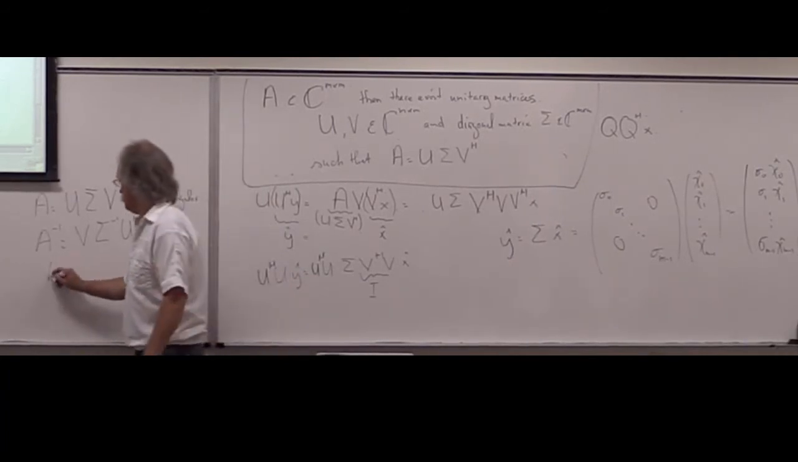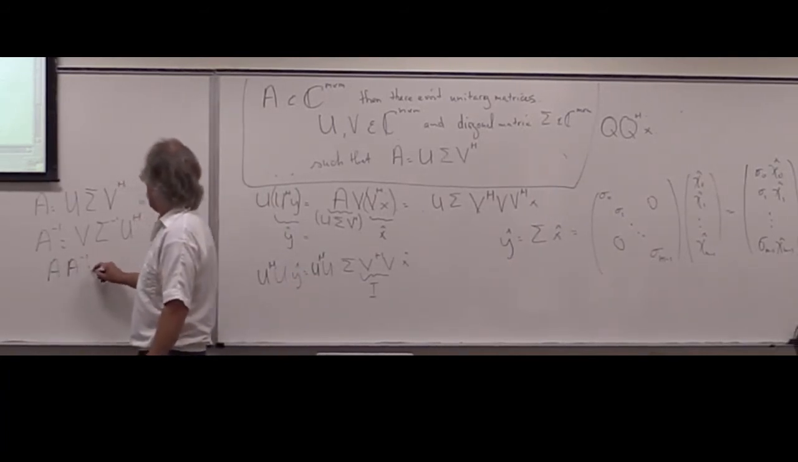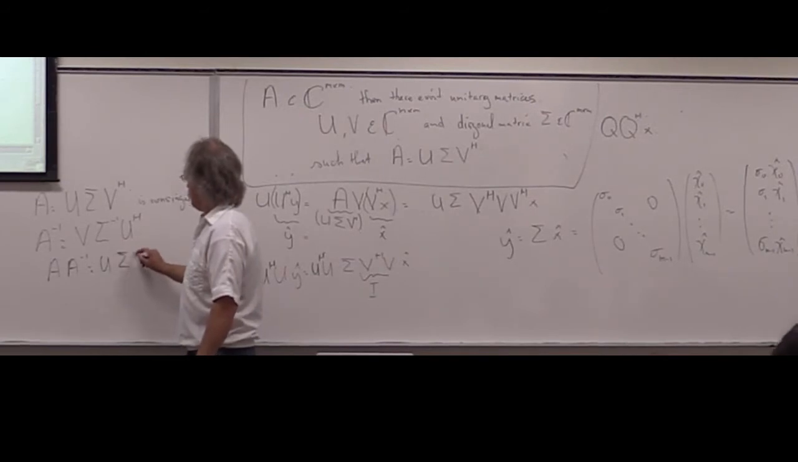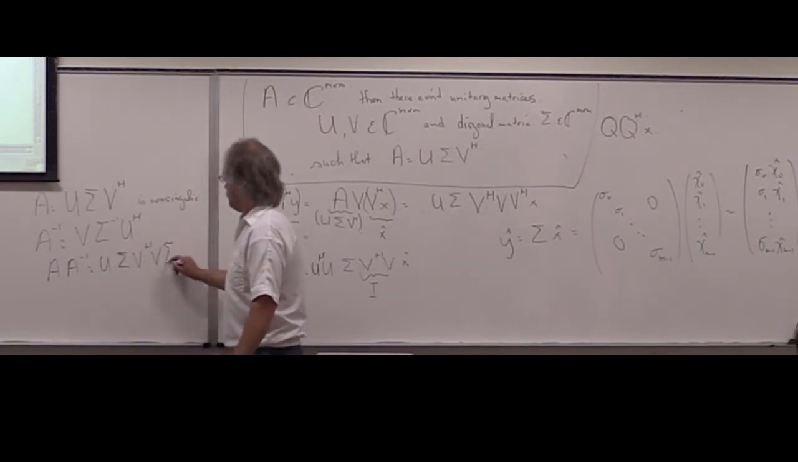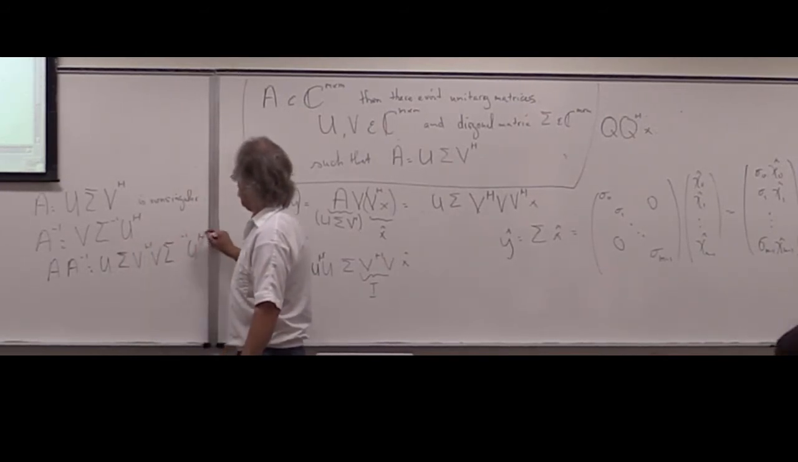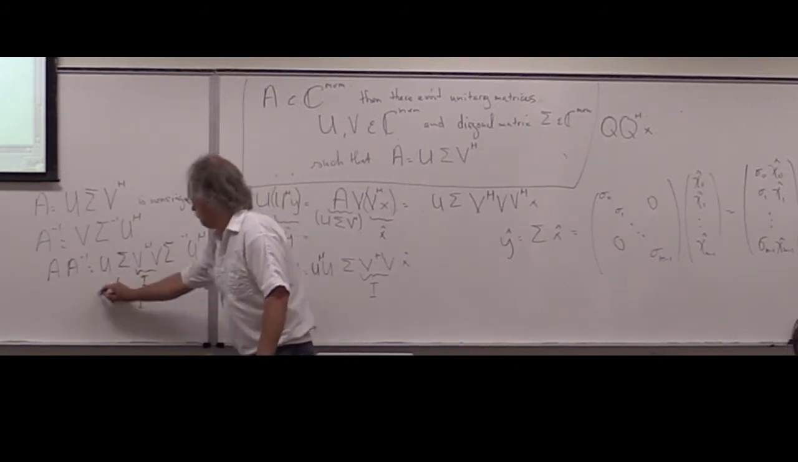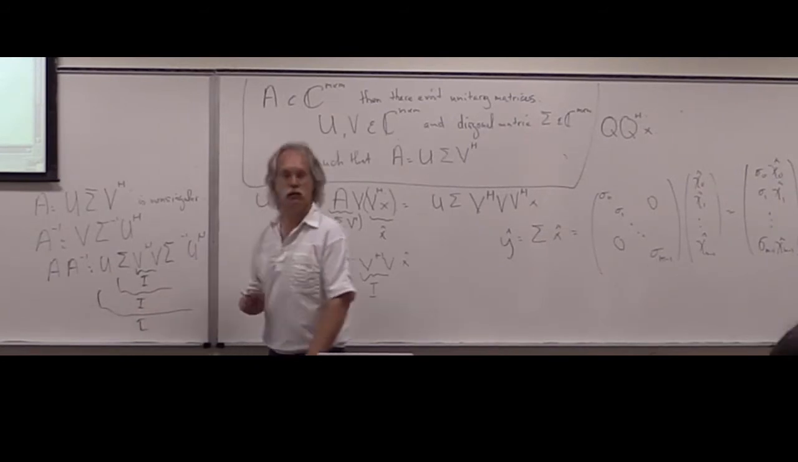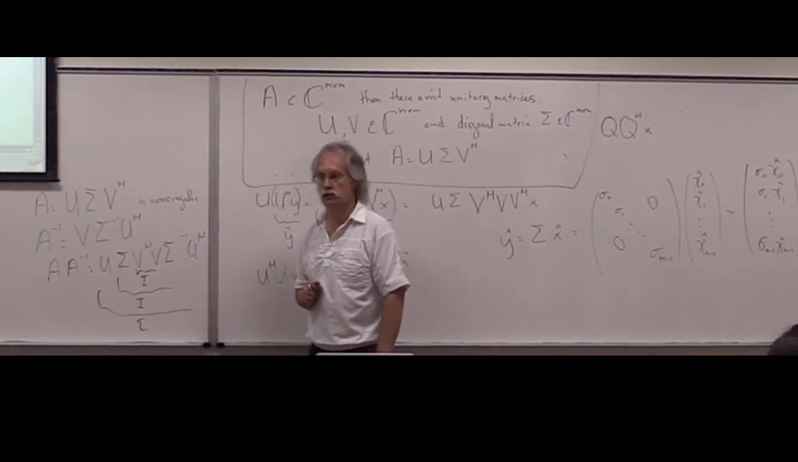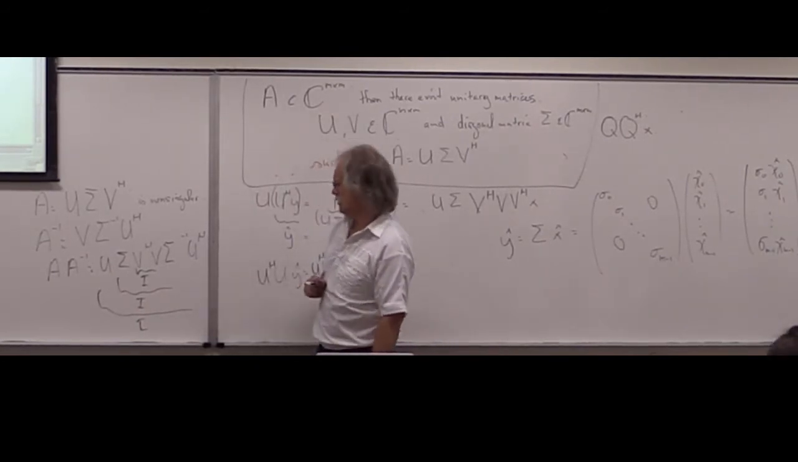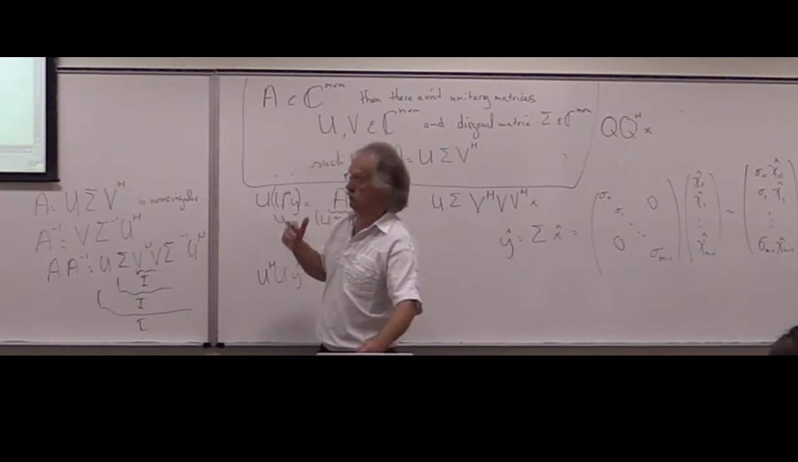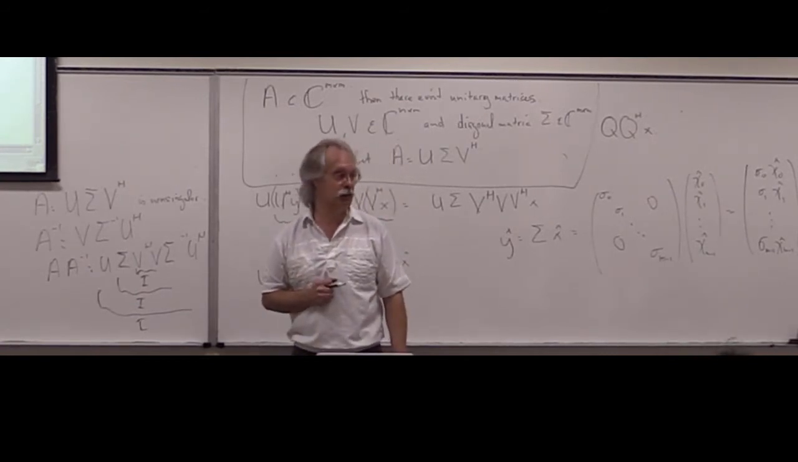And why is that? Well, look at A times A inverse. That's equal to U sigma V Hermitian V sigma inverse U Hermitian. This is the identity. This is the identity. This is the identity. Did I do that right? Yes. Good. Sometimes I wonder about myself.